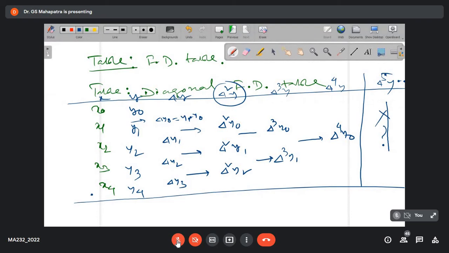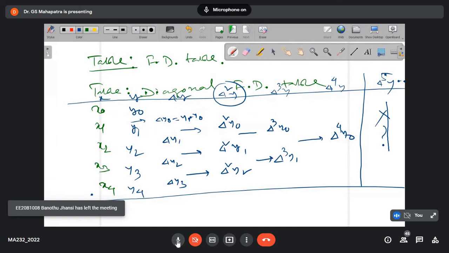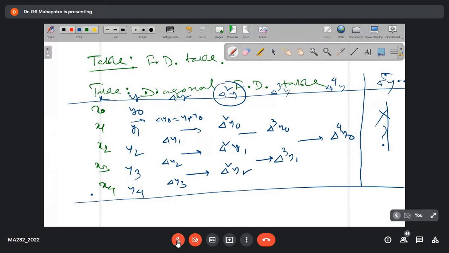How many arguments are there? So what is the maximum order you can find? If n arguments are there, then what will be the final? Yes, the (n minus 1)th order is the maximum you can find. So this is the diagonal forward table. We will not write the horizontal one. It looks like diagonal, but the table is in this form.